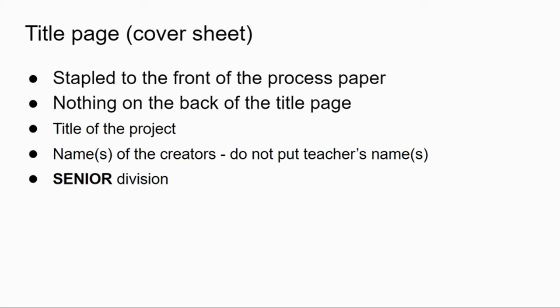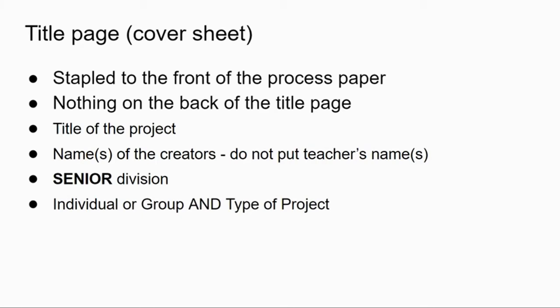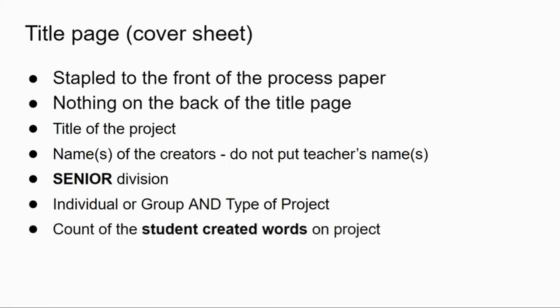So you only put senior division there. You do identify then if your project is individual and group, and then the type of project. So it will be an individual website, a group documentary, a group performance, an individual exhibit. You have a choice, individual or group, and then the type of project. On the front then of this title page, you will put the count of the student created words on your project. And then last but not least, the word count of the process paper, because the process paper has a limit to the number of words that you can use.